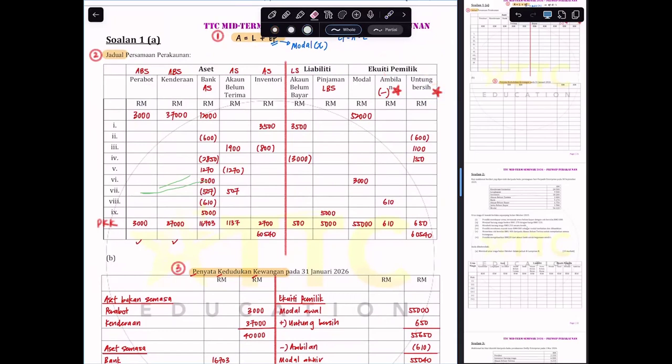You got asset, liability, EP here. What are the 2 klasifikasi missing here? You only got 3 here. How about the other 2? What are the other 2 klasifikasi that are missing here?